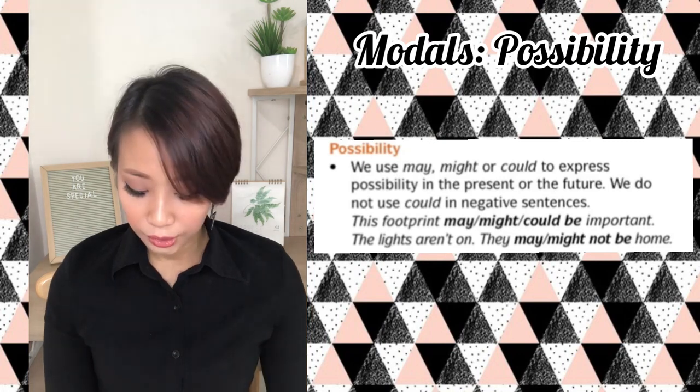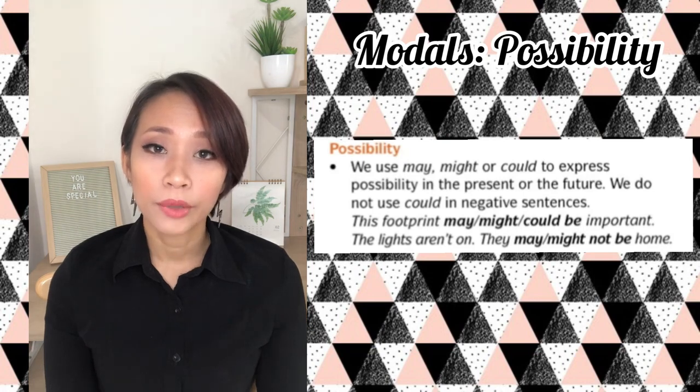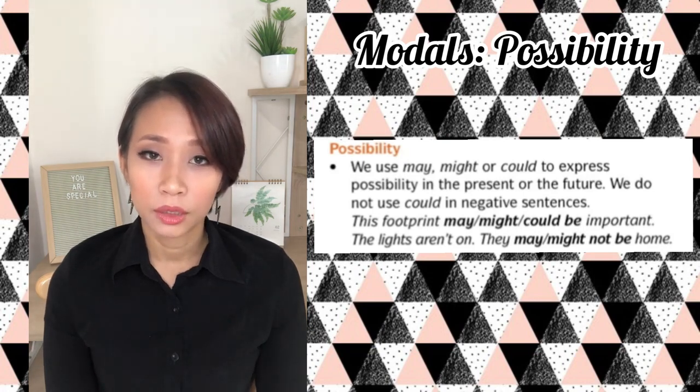We do not use could in negative sentences. For example, the lights aren't on. They might not be home. Lampu tidak berpasang, mereka mungkin tidak berada di rumah. So ini adalah ayat negatif sebab ada perkataan not. So kita guna may atau might dan bukan could not.